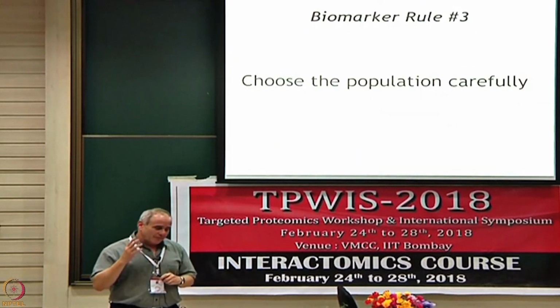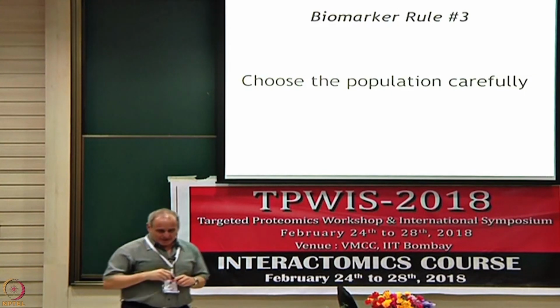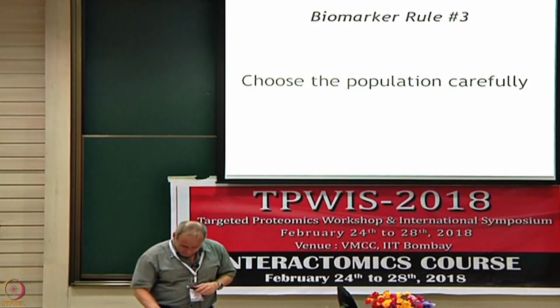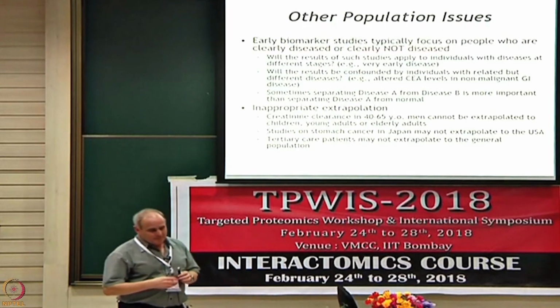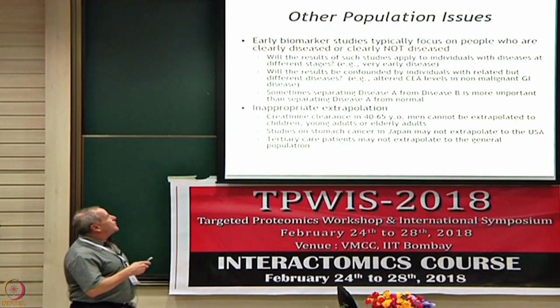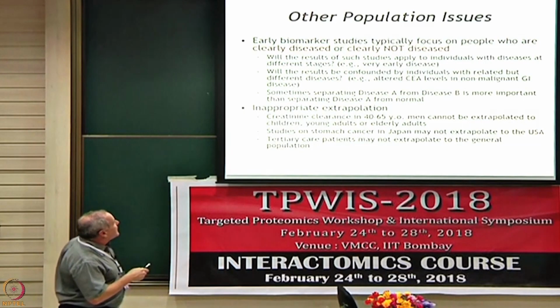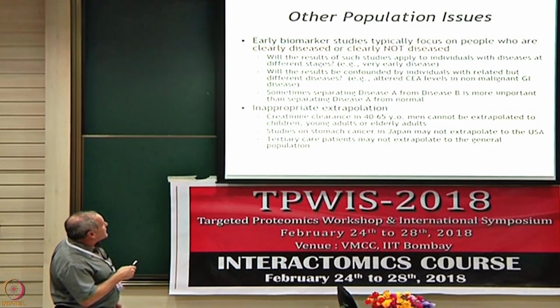Okay, so rule number 3, choose your population carefully, right? All right, so if you're going to do an early biomarker study, then make sure you pick people who have early stage disease, because that's when you want to detect the disease. Will the test apply to people with different stages of disease? It could be confounded by people with different diseases, maybe they have other things that could alter their CEA levels or have non-malignant GI disease.